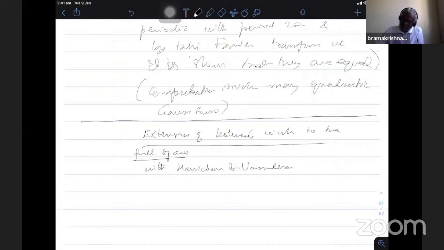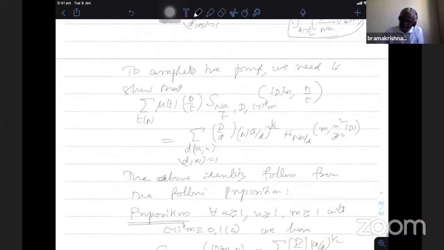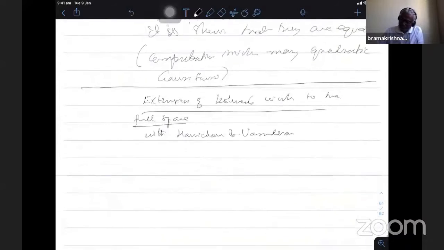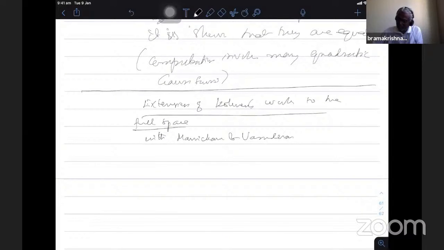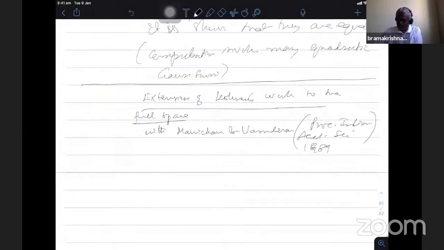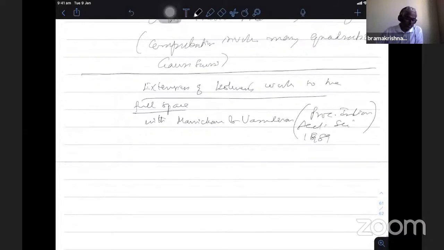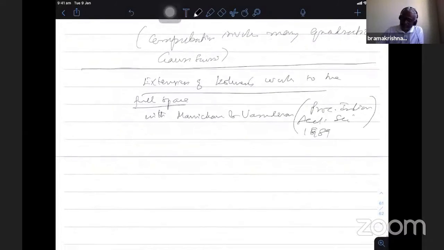This particular paper, on the computation of the Shimura-Shintani maps extended, appeared in Proceedings of the Indian Academy of Science in 1989. Most people are not aware of this one. The title is On Shintani Correspondence. Following exactly the same methods, I'll state only the main results.